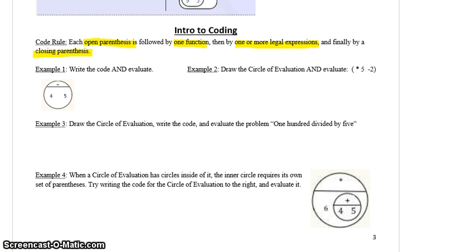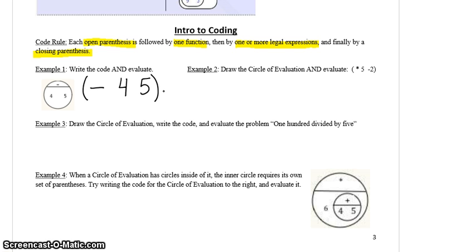So let's take a look at example 1. Write the code and evaluate. We have seen this circle of evaluation multiple times at this point. It's telling us to subtract the numbers 4 and 5. So in code, we need to start with an open parenthesis, then the function, in this case subtraction, leave a space, your first input is 4, leave a space, the second input is 5, finally a closing parenthesis. That is how we would type 4 minus 5 into the software so that it can be evaluated.